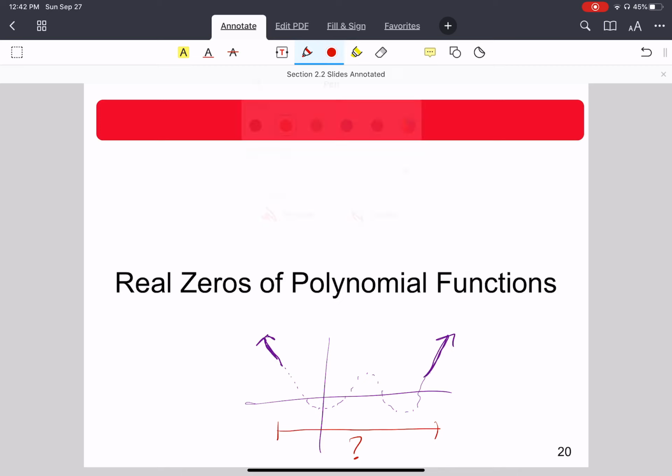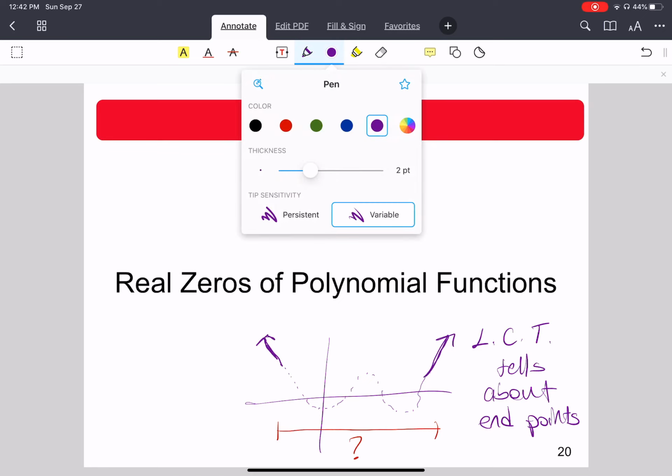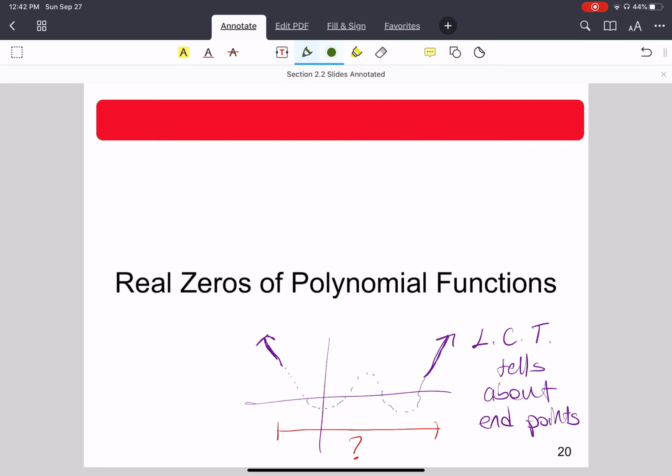The leading coefficient test only tells you the endpoints. But how do we figure out what's going on in between? Where does the function go? Because there are multiple scenarios. Sometimes the function goes like this green line, just passing through and doing this, and sometimes it does what I showed you with the purple dots, it might do something like this. There could be other scenarios. It could be going like this, maybe passing like this. We don't know what's going on in between.